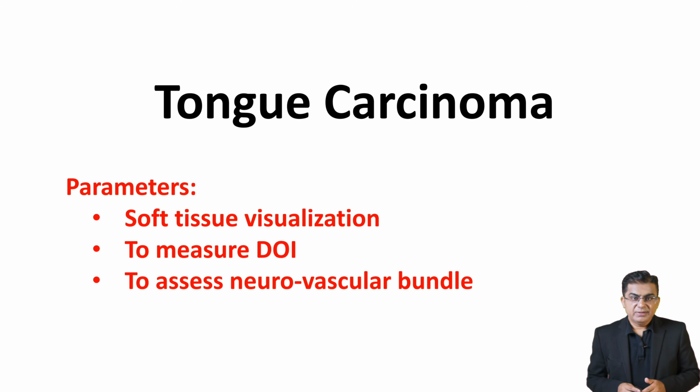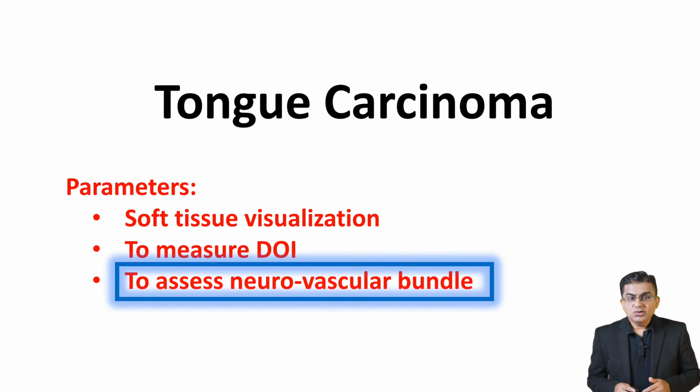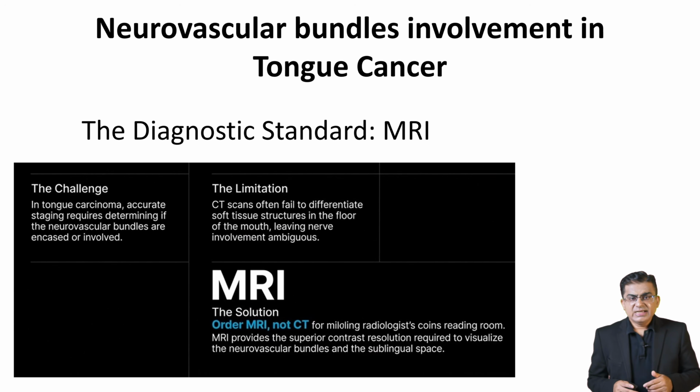See, another big advantage of doing MRI. MRI is an excellent tool to detect neurovascular bundle involvement by the tumor. Let us see the details of it. The next big clinical challenge is figuring out exactly what is happening to the nerves and blood vessels deep inside the tongue. As a treating surgeon, you absolutely need to know, is the tumor just pushing neurovascular bundles aside, or are they actually involved or completely encased by the tumor? This dictates whether you might need to perform a massive surgery like a total glossectomy.